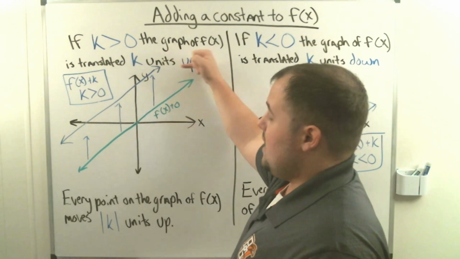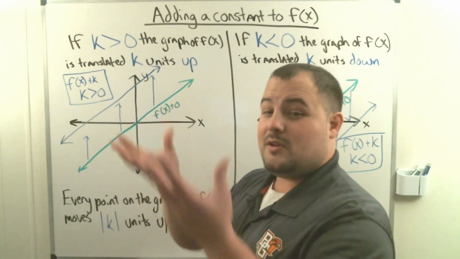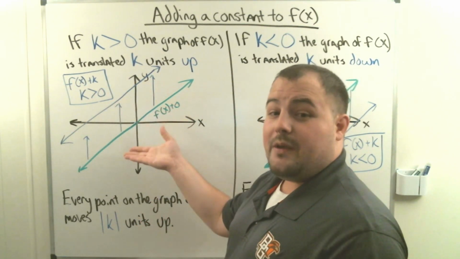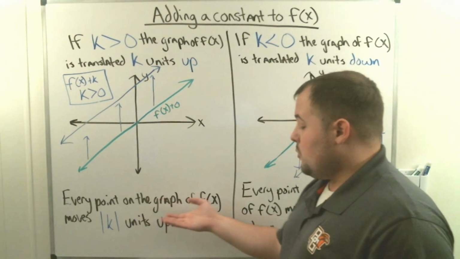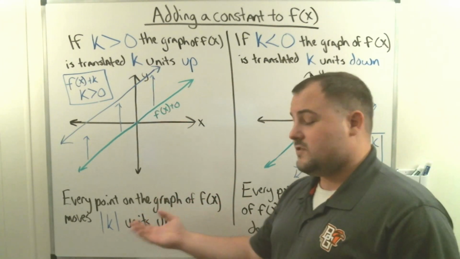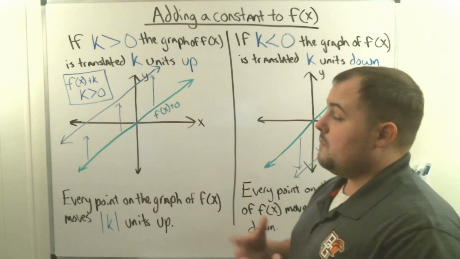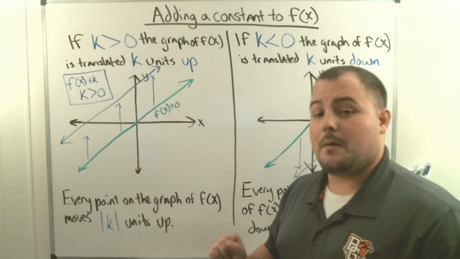So it's going to move k units up. Whatever that number is, as long as it's bigger than 0, it's going to move that many units up. So if I had f of x plus 4, that means the graph would shift up by 4 units. Every point on the graph of f of x moves up by the absolute value of k units. So whatever that number is, as long as it's bigger than 0, it's going to move up by that number.